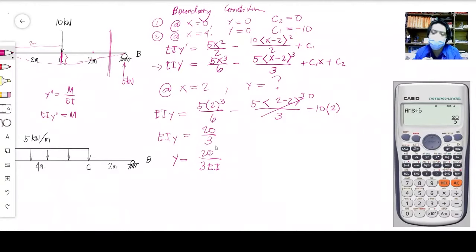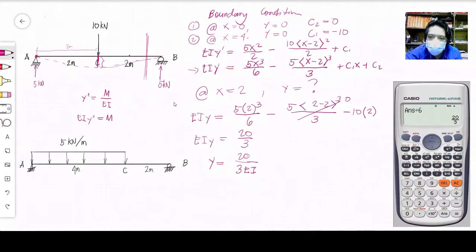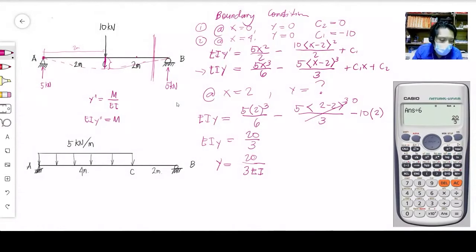For example, what is asked for is the slope at point C after we apply the 10 kilonewton load. Not the deflection but the slope. To get the slope at that point, we take the tangent line at that point. Obviously, the tangent line is horizontal because it is symmetric. So the curve will also be symmetric.